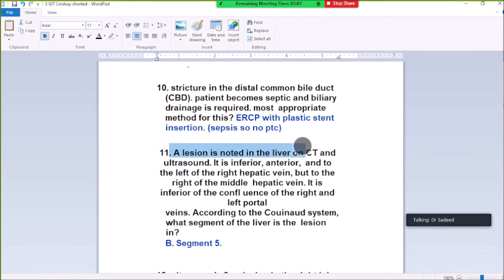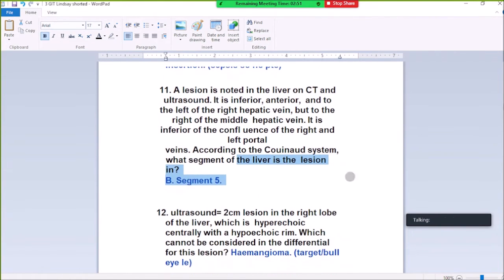Question 11. A lesion is noted in the liver on CT and ultrasound. It is inferior, anterior, and to the left of the right hepatic vein, but to the right of the middle hepatic vein. It is inferior to the confluence of the right and left portal vein. According to the Couinaud system for segments of the liver, the lesion is in segment 5. If you see the segments of the liver, right of the middle hepatic vein, it will be segment 5.